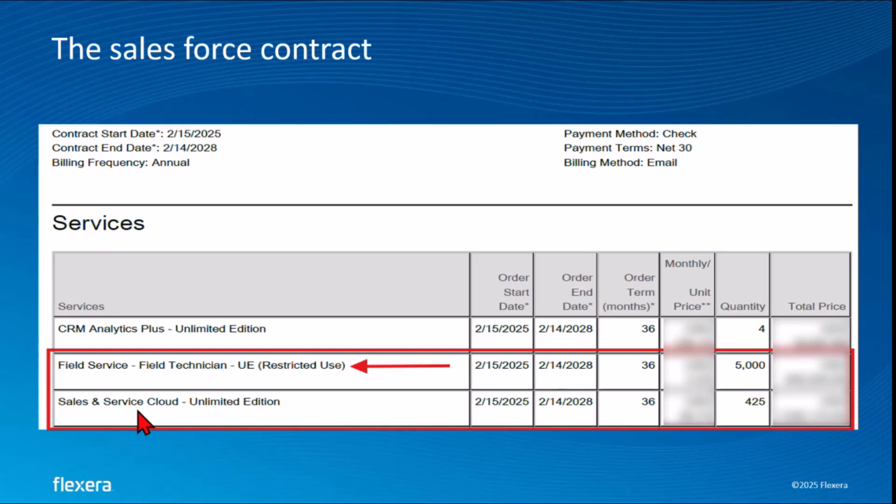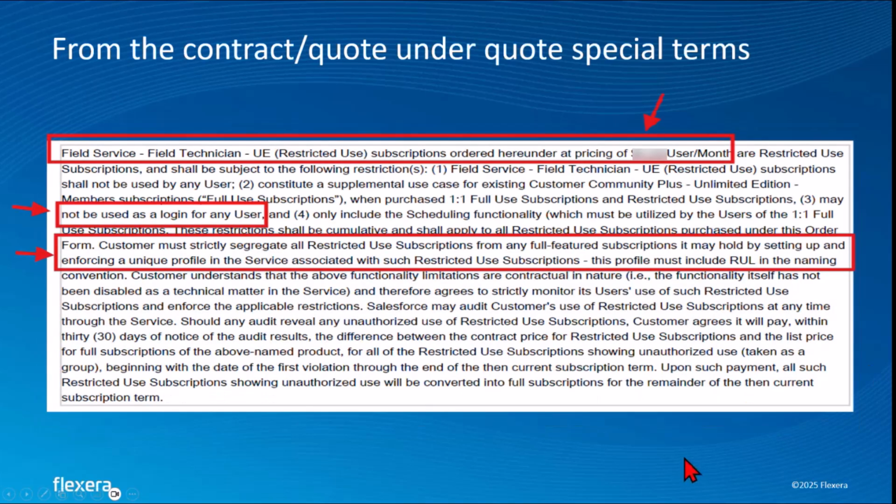They also bought Sales and Service Cloud Unlimited Edition. They bought 5,000 restricted use and 425 Sales and Service Cloud Unlimited Edition. For the restricted use subscription, one of the keys is it's a highly discounted subscription, so it's really good for customers to identify groups of users that don't have to pay the full price.